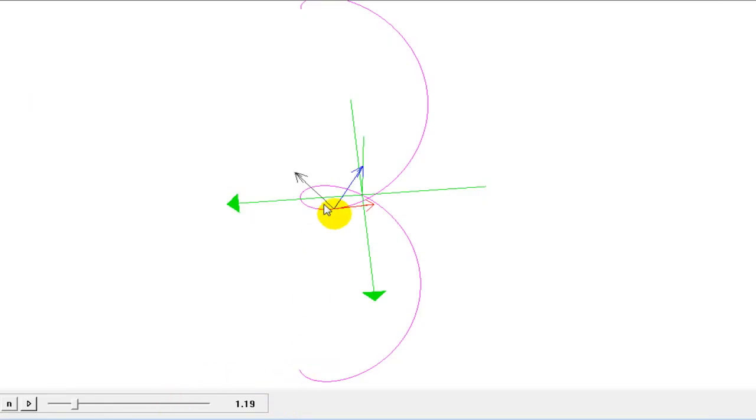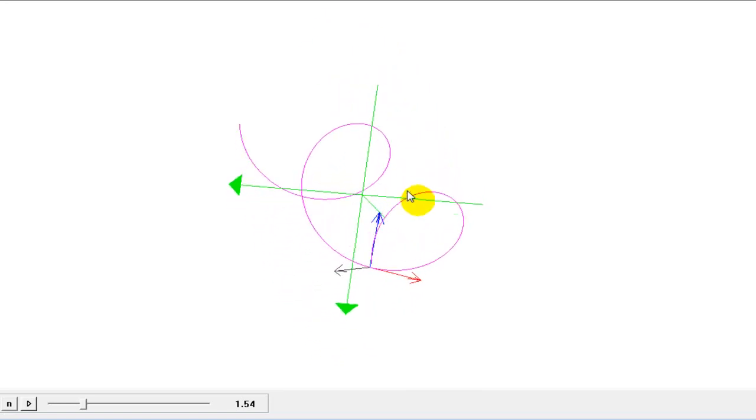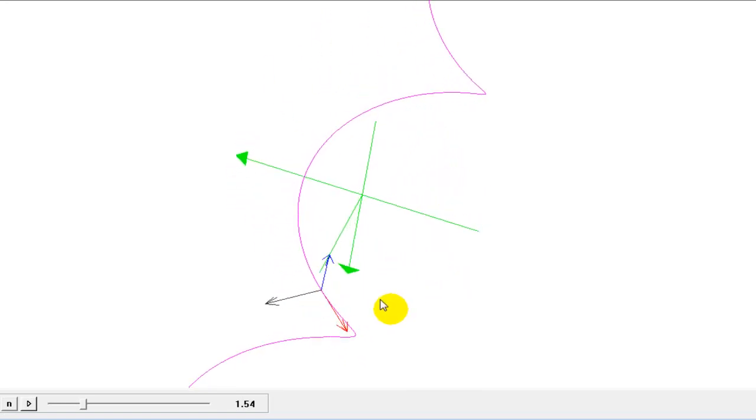Here's our space curve in purple. Again, our unit tangent is in red, unit normal is in blue, and our unit binormal is in black. So when t is equal to pi over 2, which is approximately 1.57, the unit binormal vector that we found was something very close to this black vector here that we see. And again, notice all three of those are orthogonal to each other.